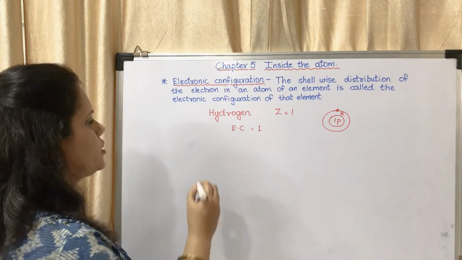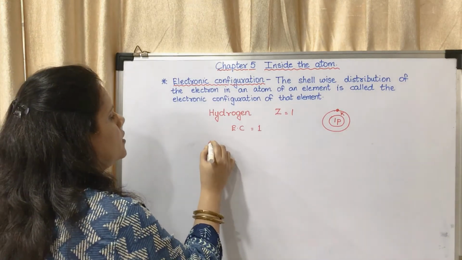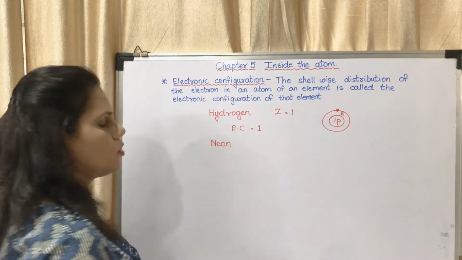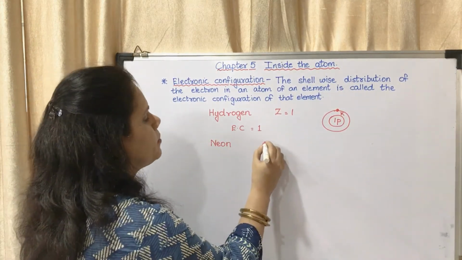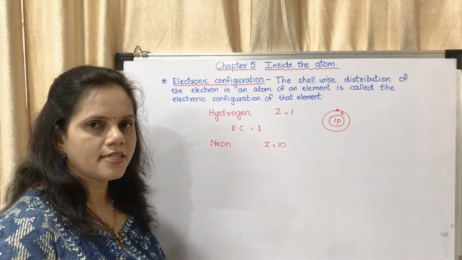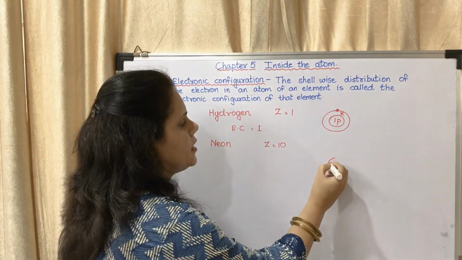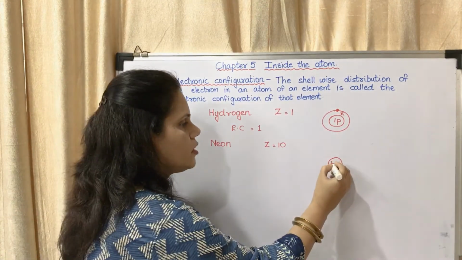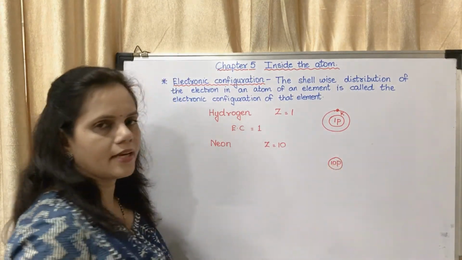Now the next one, I will show you the atomic number of neon. The atomic number of neon is 10. That means in the nucleus, how many protons will be there? 10 protons will be there.